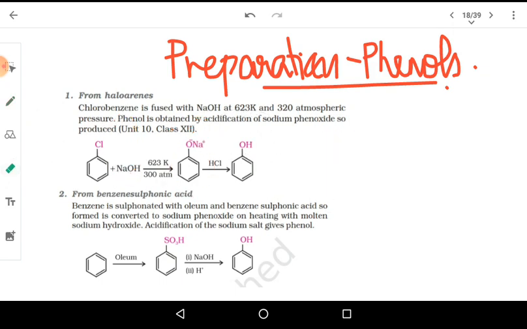Second reaction is we are taking benzene and we are going to treat it with oleum. We are getting SO3H. This process is known as sulfonation. And now this benzene sulfonic acid is treated with NaOH in the presence of H+. So what is happening is we get the OH substituted over here and we get the phenol again.